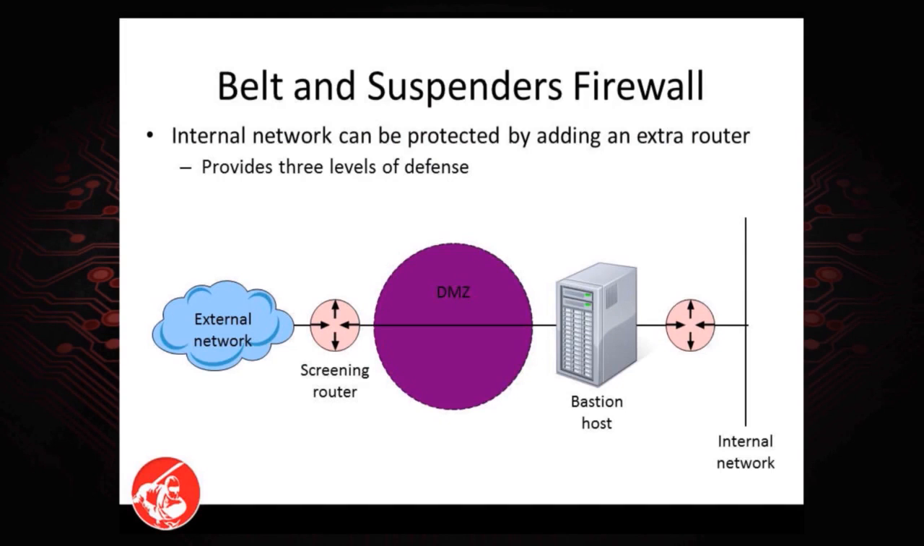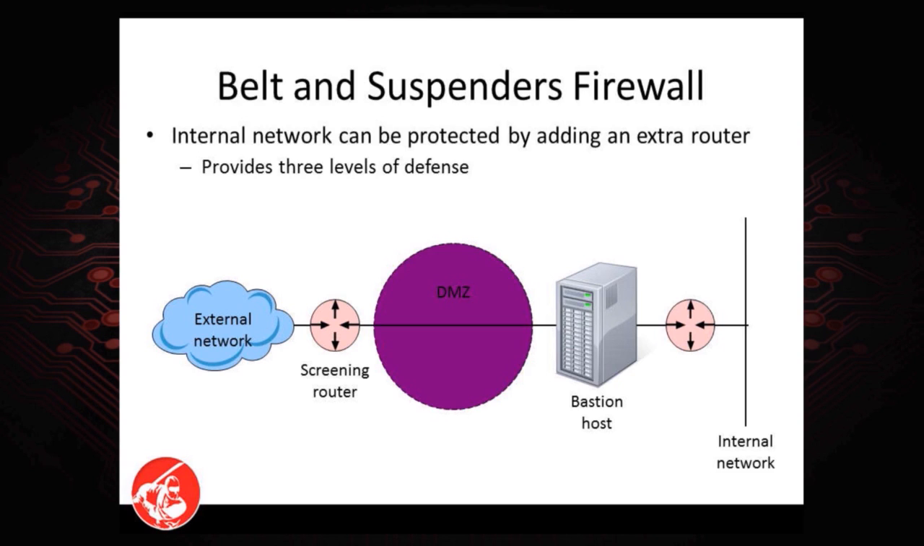Then we've got what we call the belts and suspenders firewall. Because if the bastion host gets compromised, we can get to the other side, we just put in another router to add a 3rd level of defense. So now we have our 1st level of defense, the screening router, the public DMZ, the bastion host, and then our internal router, which is our 3rd level of defense. So now if the bastion host is compromised, there's a router protecting me.